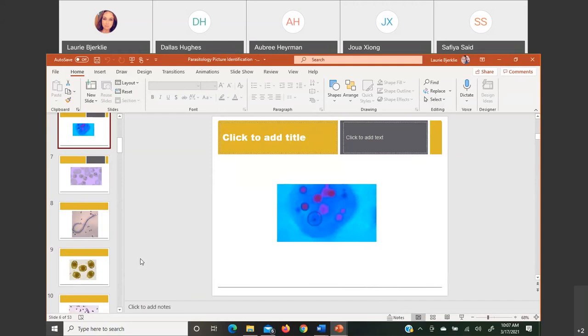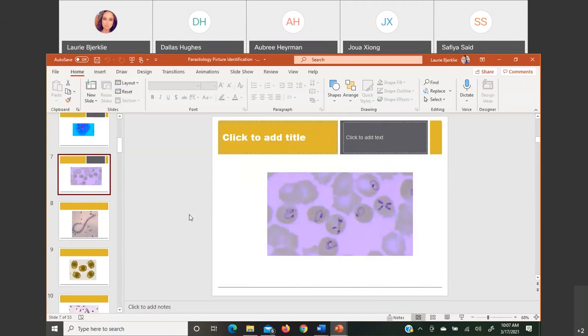The key with Entamoeba histolytica is it can ingest different things. And one of the things it can ingest is red blood cells, which you can see on the inside of it here. So that's a key feature. All the other amoebas do not do that. They cannot ingest red cells like this. So that kind of helps separate it a bit.